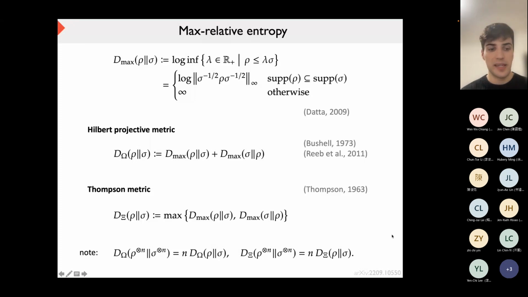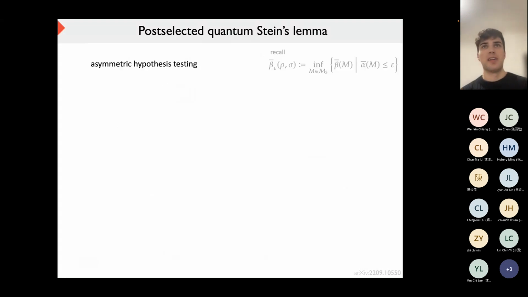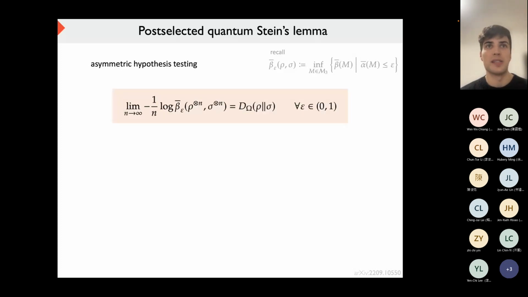Okay, and given this, we can finally get to the main results. First, the asymmetric hypothesis testing, which is the equivalent of the quantum Stein's lemma in conventional hypothesis testing. In this setting, what we show is that the exponent of this optimized type 2 error is given exactly by the Hilbert projective metric. You might remember, this is exactly the equivalent of the quantum Stein's lemma, but in the original setting we had the quantum relative entropy, and now we have the Hilbert projective metric here.